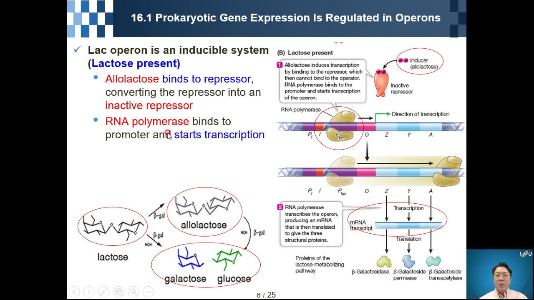So when lactose is present, lactose can be easily converted to allolactose. Allolactose functions as an inducer. It binds to the repressor and makes the inactive repressor, so it cannot bind to the operator. Then the RNA polymerase can bind to the promoter region and start transcription.